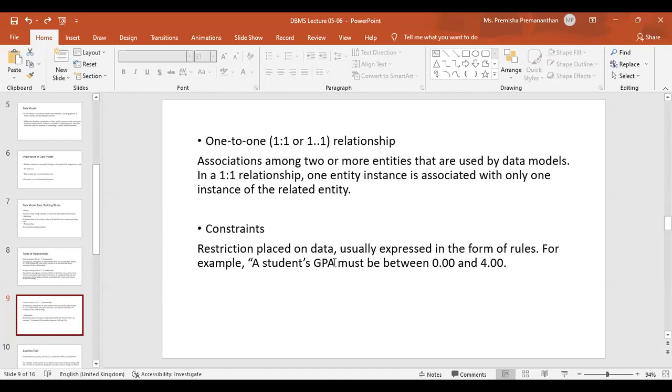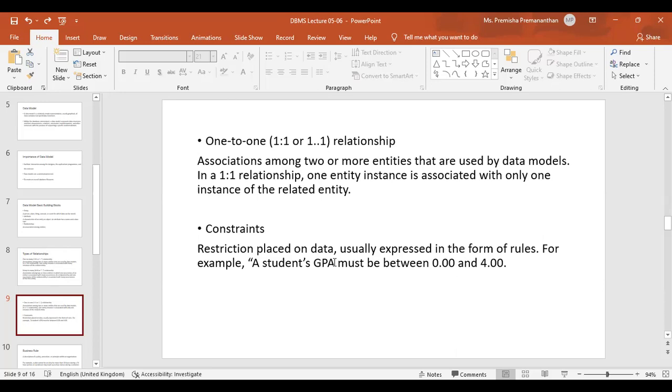So that's not applicable when it comes to a GPA. So for that, we have to put a constraint that GPA must be equal to or below 4.00. Likewise, we have some constraints. When it comes to the NIC number, the constraint is that it must contain the capital letter B as the last letter.